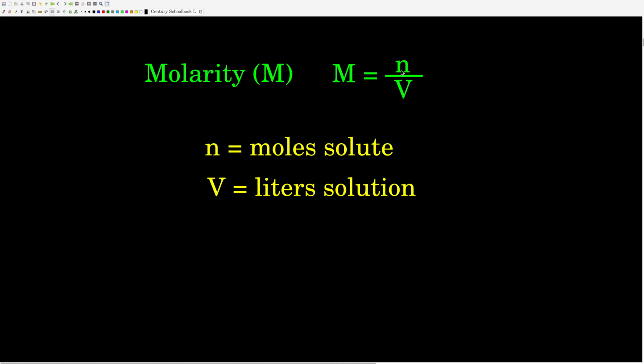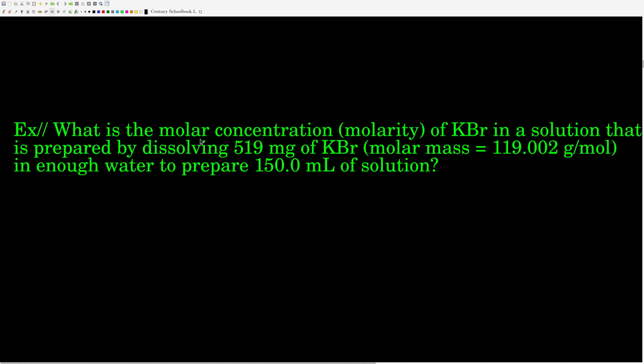Given the molarity and the volume, find the moles, for example. So let's do an example. Here we're asked to find the molarity of potassium bromide in a solution that's made by dissolving 519 milligrams of potassium bromide, and I give you the molar mass there, in enough water to prepare 150 mL of solution. So why don't you work this out real quick and come on back when you get an answer.